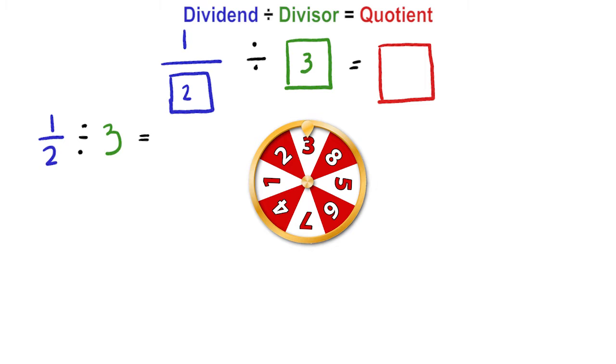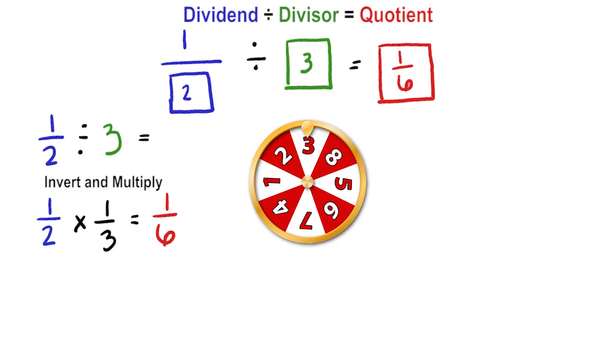To solve for the quotient, multiply 1/2 by the inverse of 3. The equation now reads 1/2 of 1/3 equals something. The quotient is 1/6. Another way students may have solved for the quotient would be to draw out the solution.